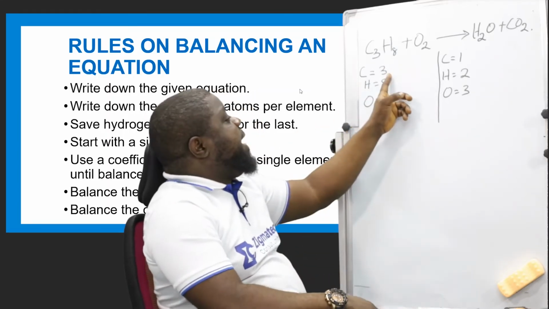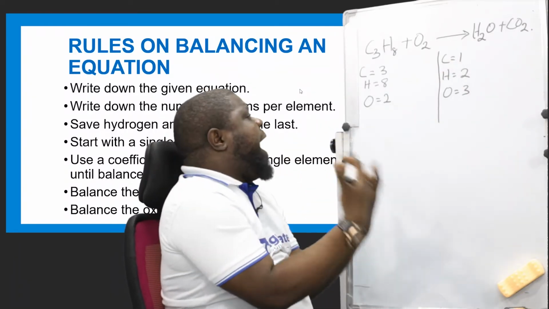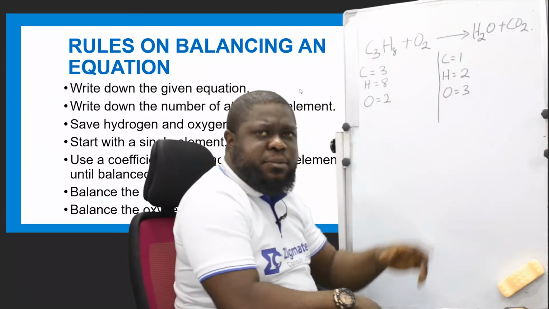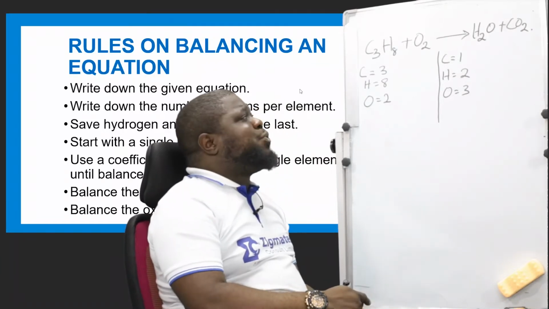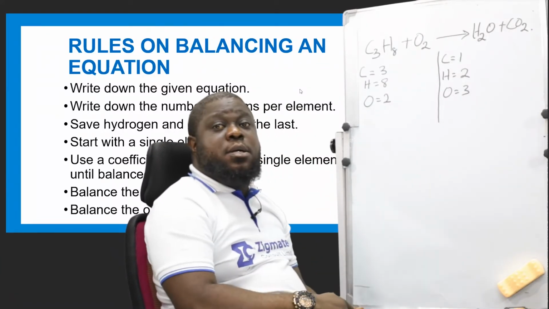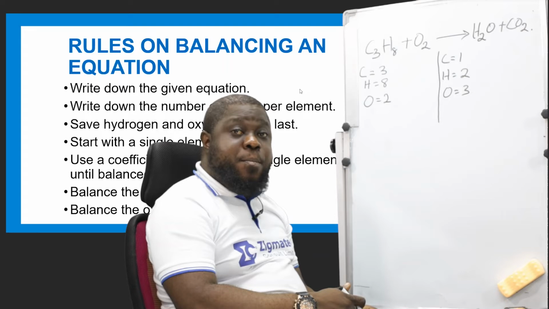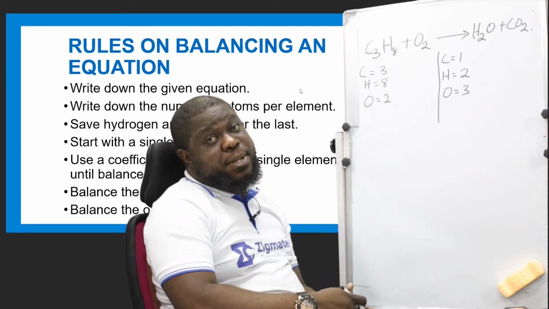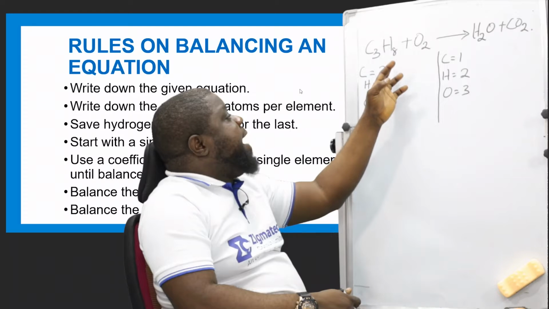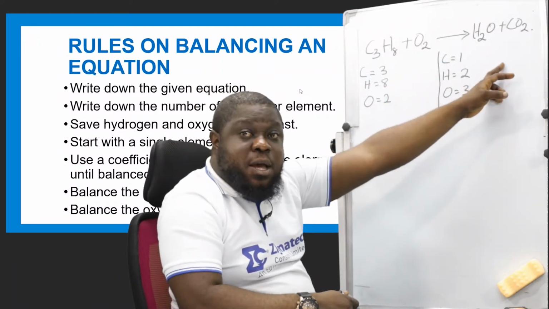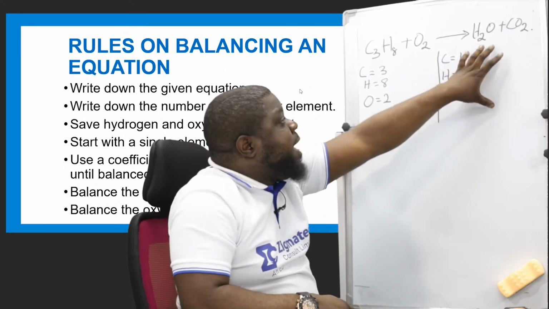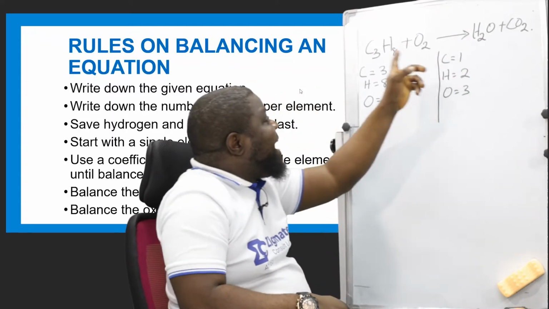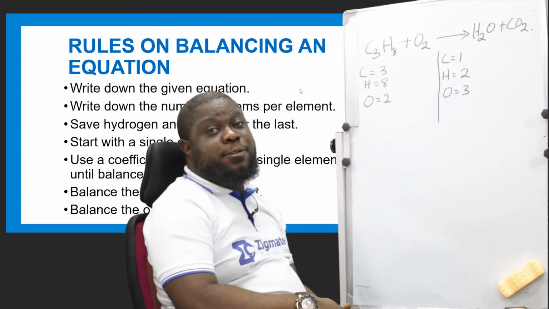Now the single element you have to start with is carbon. Carbon here is 3 and carbon here is 1. What are you going to add to carbon that will make carbon here 3 and carbon here 3? Remember, you start with the lower number, the lower number of atoms in an element. That's what you start with. Carbon here is 3, which is greater than carbon here, which is 1. What are you going to add to carbon?